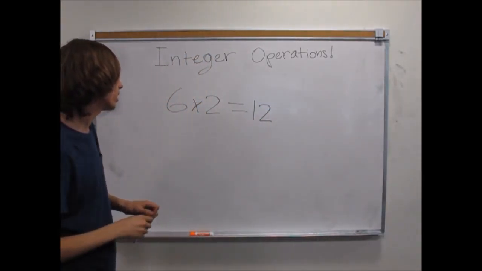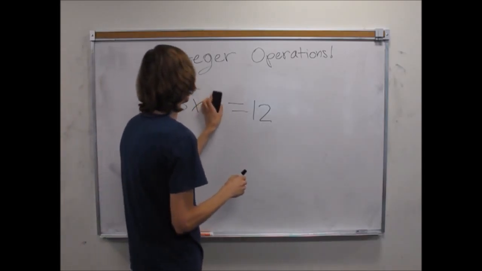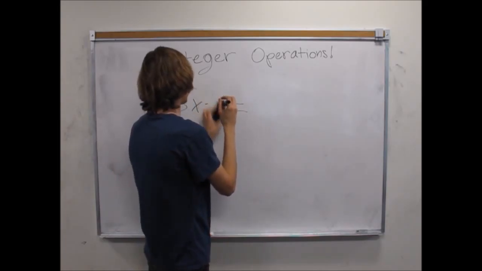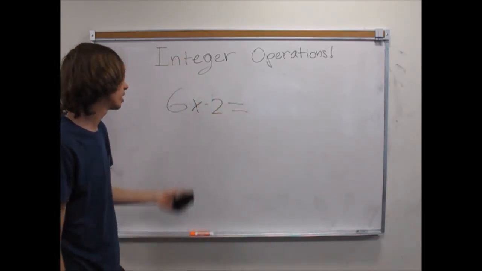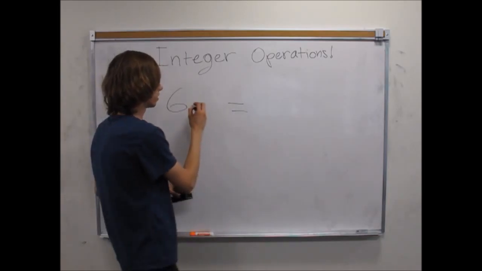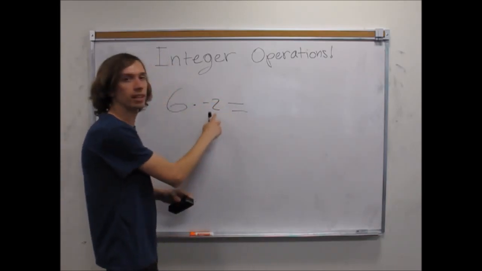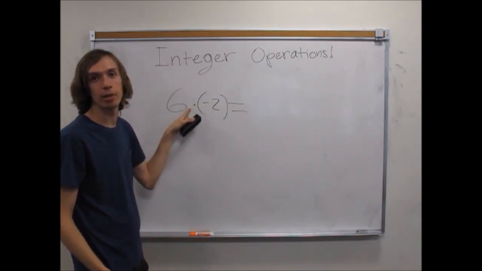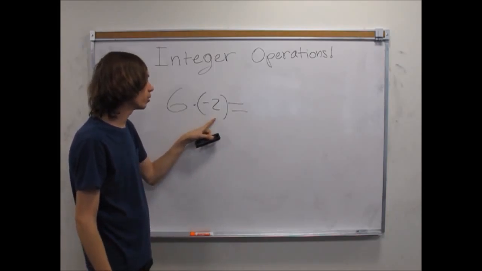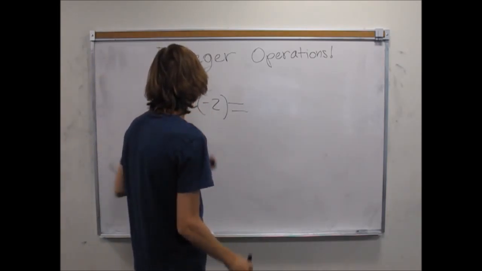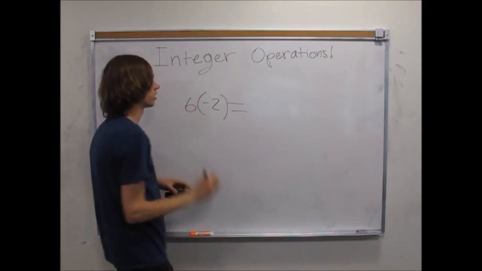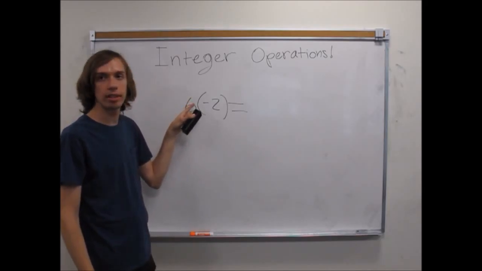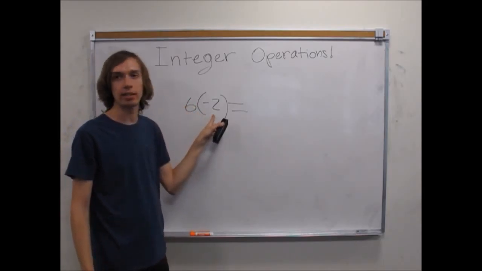Alright, and so what if we had, instead of 6 times 2, what if we had 6 times negative 2? Okay, and since there's a negative, oftentimes we like to put parentheses. So like 6 times, this little dot can mean multiplication. 6 times negative 2, or if you have a parentheses and you have a number next to a parentheses, just like this, 6 parentheses negative 2, there's no plus, no minus, no dot, no nothing, you actually assume that this means 6 times negative 2.